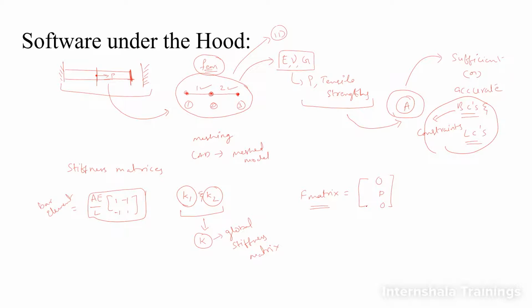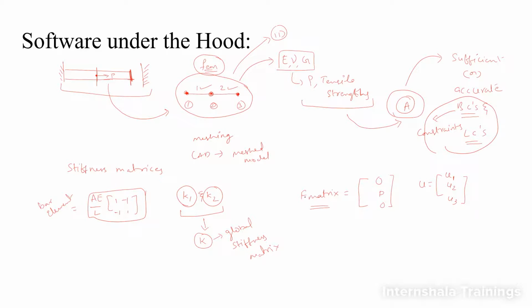Then once the force matrix is built, it will create what is known as a displacement matrix. So at this node 1, let us say we have displacement in one direction, that is u1, and at node 2 it is u2, at the third node it is u3. So this is how it builds a displacement matrix.